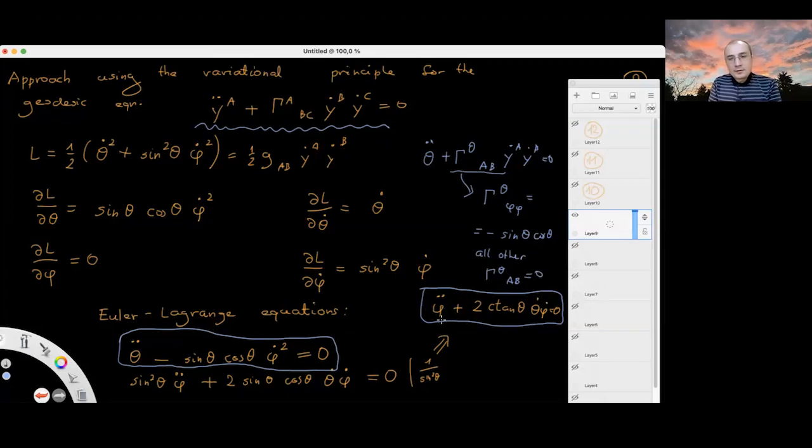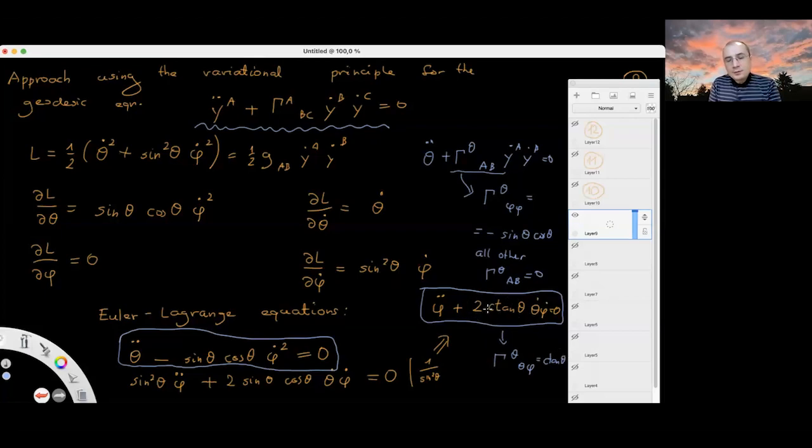Now let's look at this guy over here. That will correspond to the y2 double dot, or phi double dot, plus the appropriate gamma phi, again contracted with this type of product. This should give zero, and this is fine, but here we recognize that the gamma theta theta phi should be the cotangent theta.